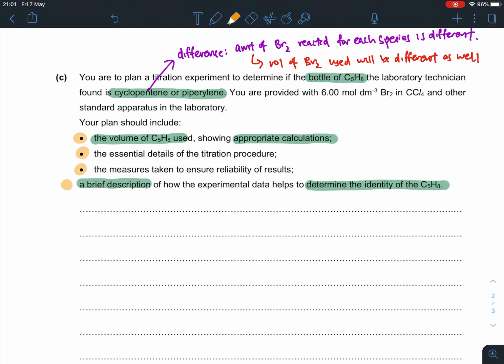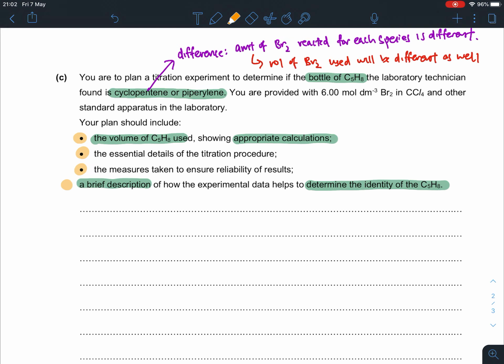So in this case, we need to suggest an appropriate volume of C5H8 and to suggest what should be the correct volume. And quite a number of you suggested 25 cm cube because that's the usual volume that we use with a pipette. However, in such a case, you will realize that this will not work because there will be some consequence due to the capacity of the apparatus.